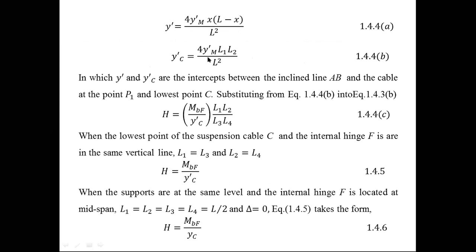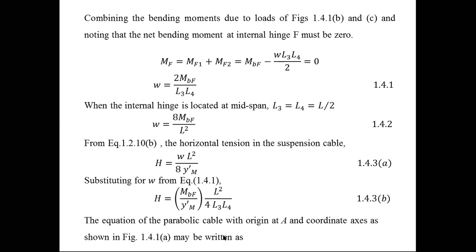This equation, when you choose the lowest point of the cable as C, the position is L1. Therefore x is equal to L1, and L minus L1 means L2, by L square. So substitute this 4b into the third equation. You have already calculated this equation: H is equal to MBF by Y dash m into L square by 4 L1 L2. Here, substitute Y dash m.